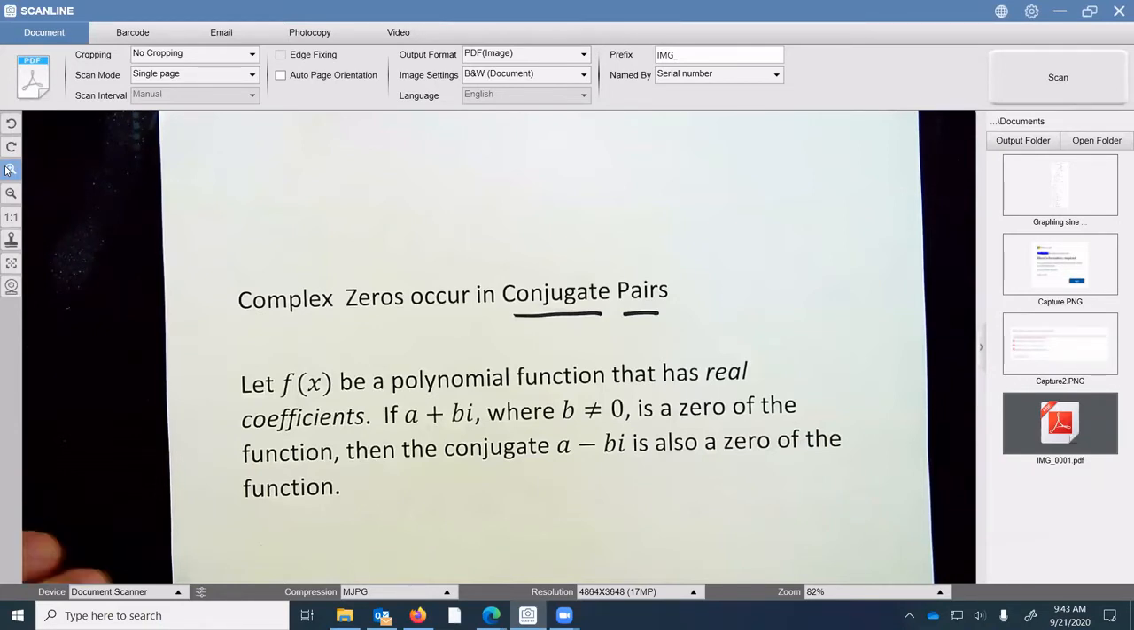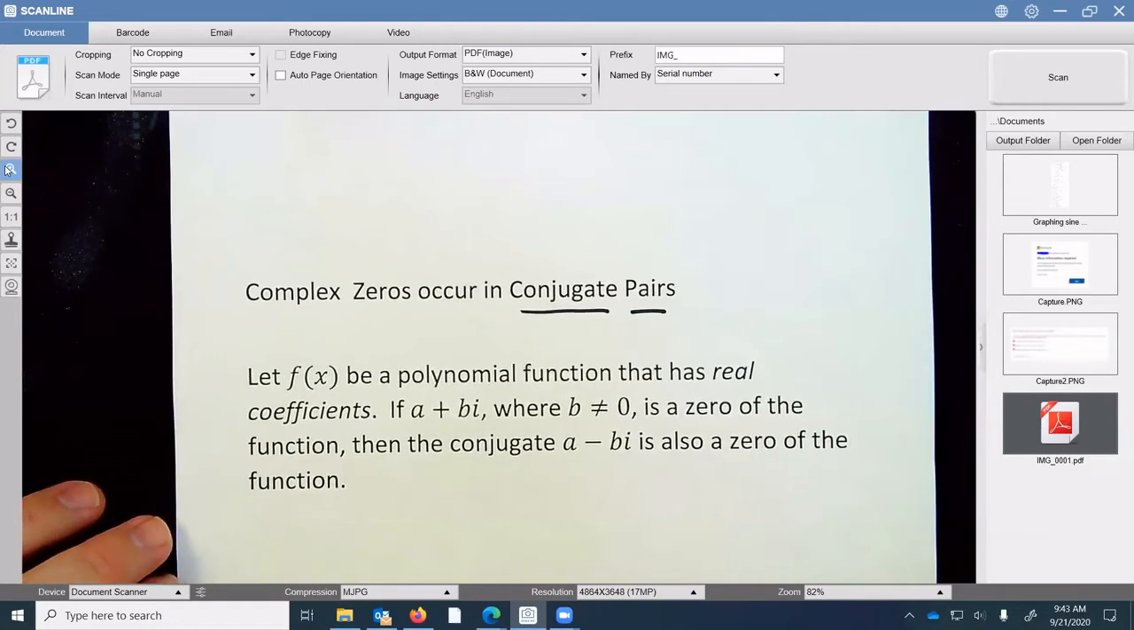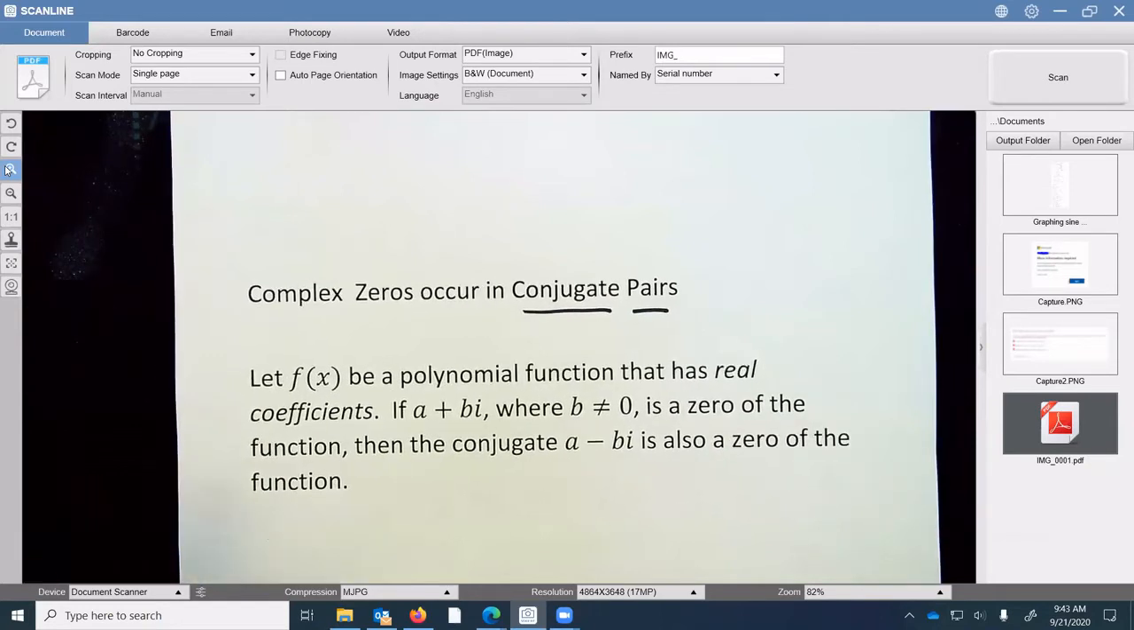I have seen multiple tests that say if 2 plus i is a factor of blah, blah, blah, what is another guaranteed factor? Well, if 2 plus i is a factor, then 2 minus i has got to be a factor too.